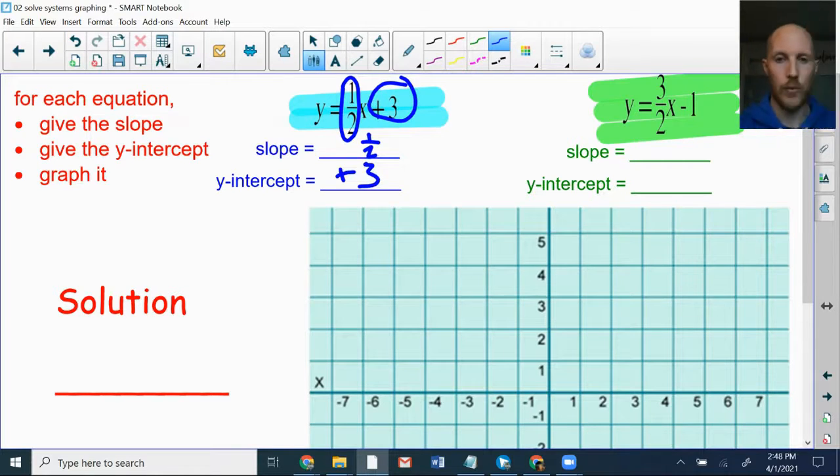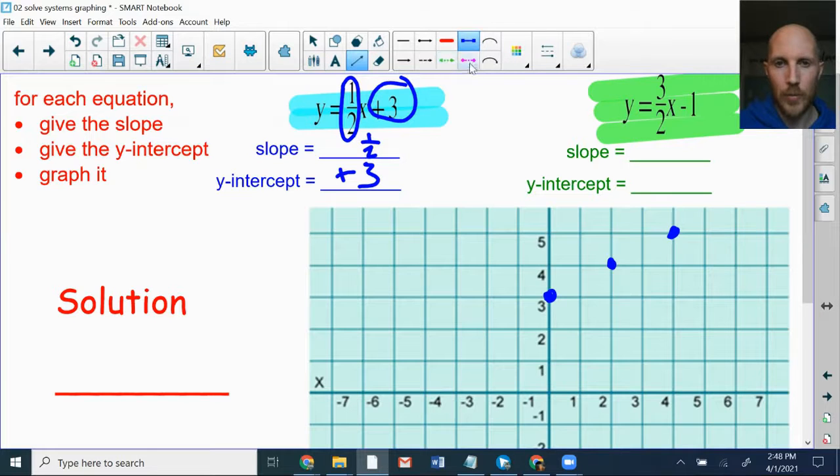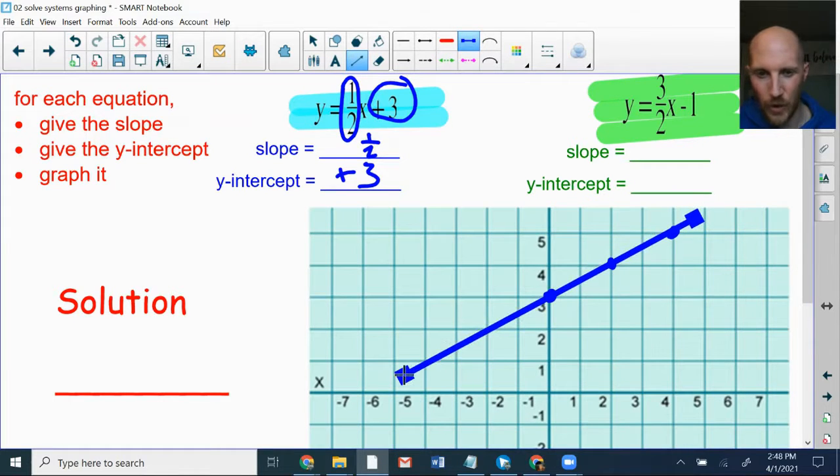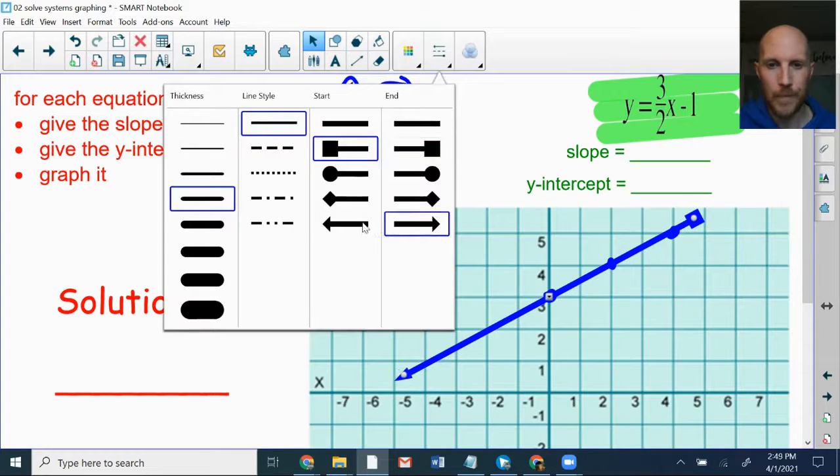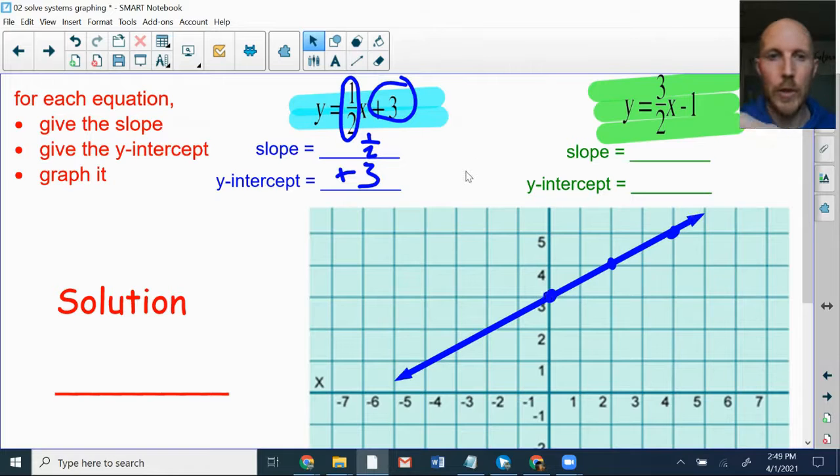So on the y-axis, we're going to start at positive 3. And then we use the slope as directions to find our next point. So from that point, up 1 space, and then right 2 spaces, repeat. Up 1, right 2. Go ahead and draw a line. Grab my blue one. It's got squares on it, so I'm going to change those once I get this graphed. Change those into arrows. Okay, and then let's do the green one.